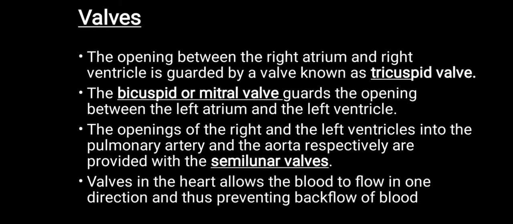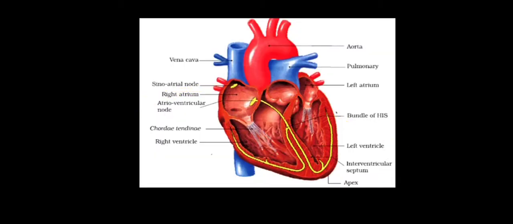Let us learn about the valves which are present in the human heart. The opening between the right atrium and right ventricle is guarded by a valve called the tricuspid valve. Tricuspid valve has three cusps. A cusp is a pointed end where the curves meet. Two curves meeting each other is called a cusp. So in the case of the tricuspid valve, there are three cusps and it guards the opening between the right atrium and the right ventricle.